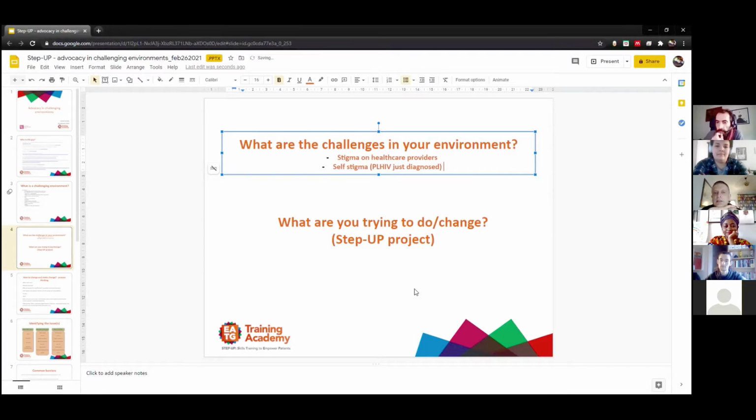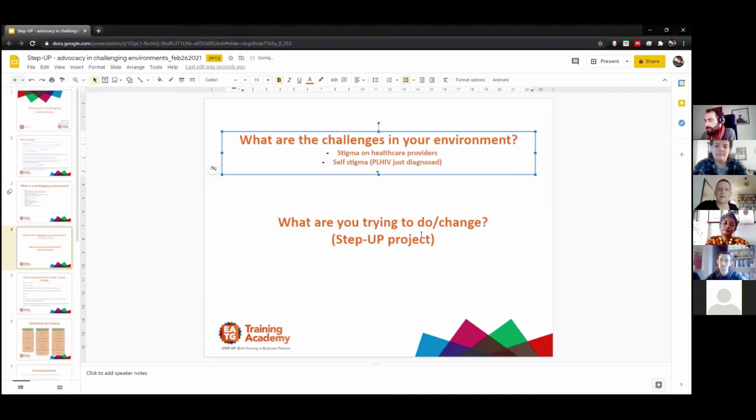And in terms of trying to change, I would say the next step would be trying to build a community of people living with HIV, because we don't really have any. So there is no community-based self-care, I would say.